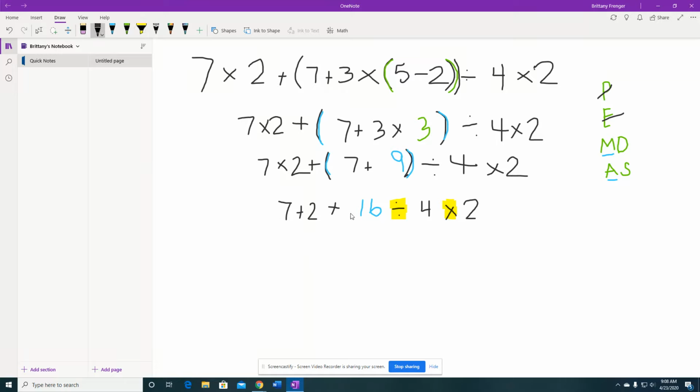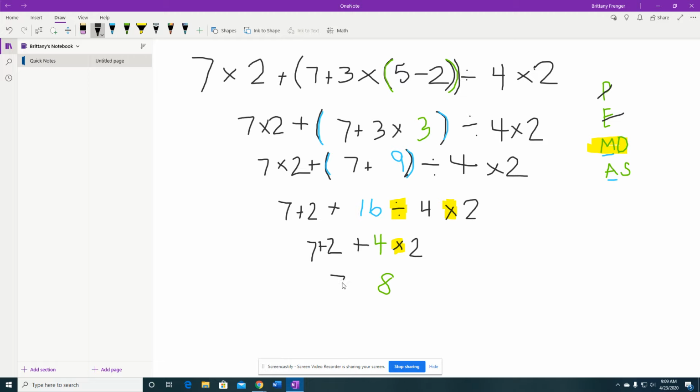So I'm thinking to myself, what is 16 divided by 4? I know that is 4. And I'm going to bring down everything else. So 7 plus 2 plus 4 from 16 divided by 4 times 2. Right? Now I need to do my multiplication. Just like we were reading a book, we would do the division first because it came first in this stage, okay? So the next one would be 4 times 2, and 4 times 2 is 8.